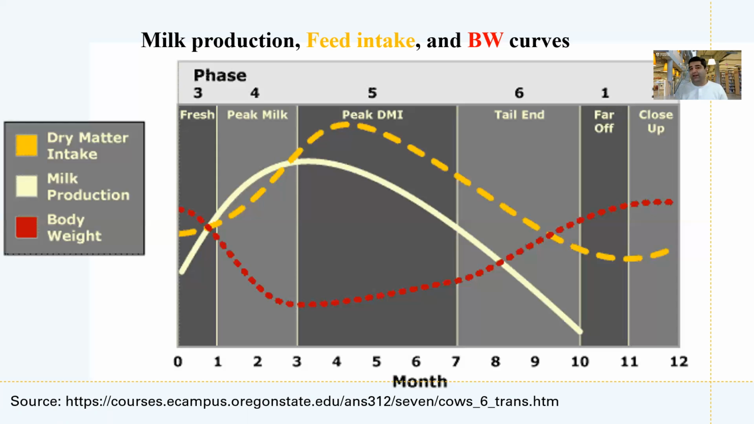But on the other hand, the cow needs to get these nutrients, this energy requirement, from somewhere to support the milk production, right? So she's gonna get it from losing body weight. As you can see, the red dotted curve here shows the body weight of the cow. And as you can see, after parturition it is going to drop until peak of milk production. It means that the cow is spending body reserves to support milk production.